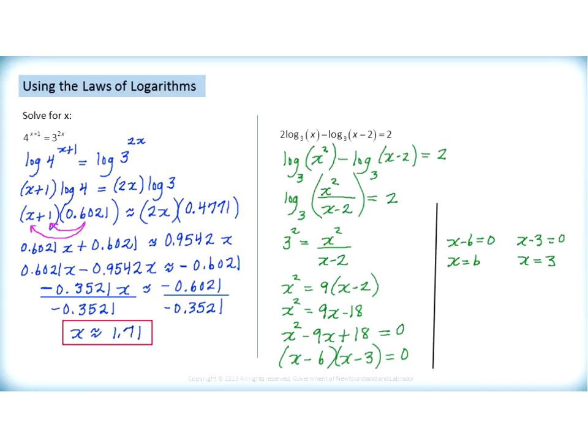We also need to check for extraneous roots here. So remember that you cannot take the log of 0 or the log of a negative number. So when we substitute in 6, in the first case you would be taking the log of 6, and in the second term you would be taking the log of 4. Both of those work out to be okay. Then you take the log of 3 and the log of 1, so it seems here that both solutions are acceptable.